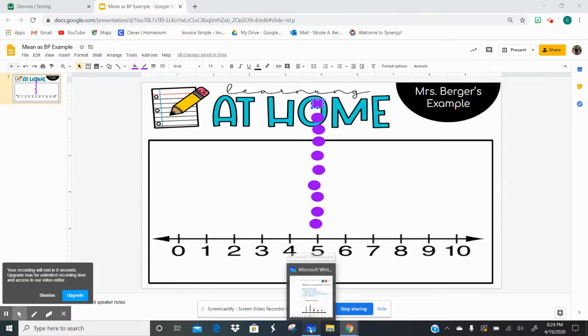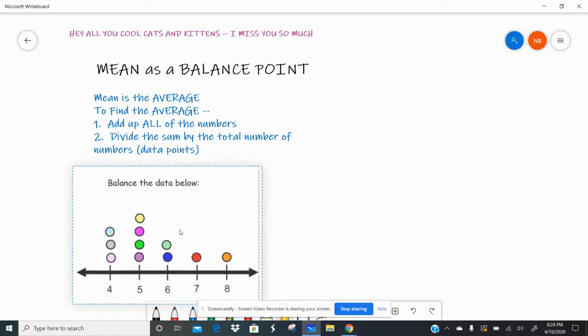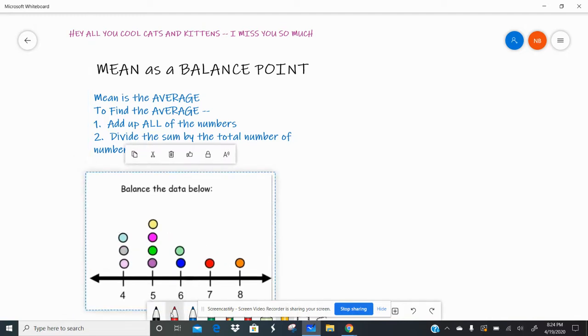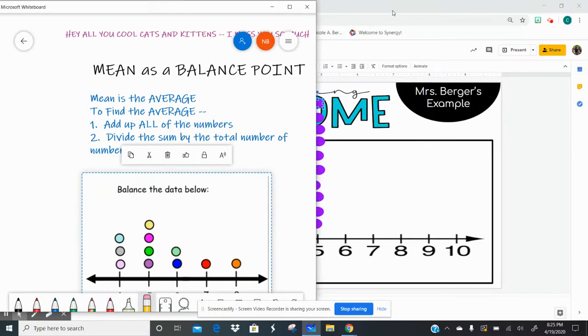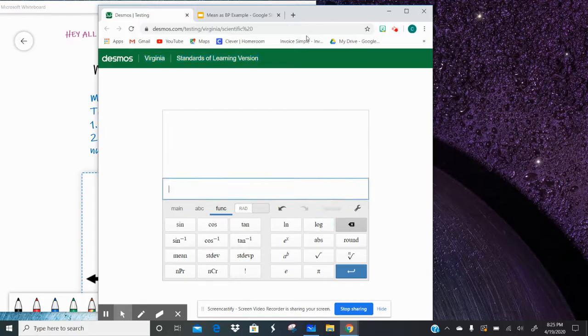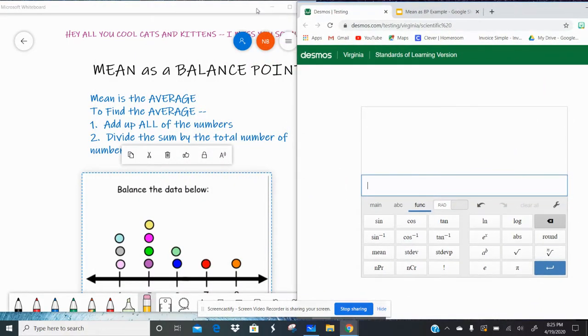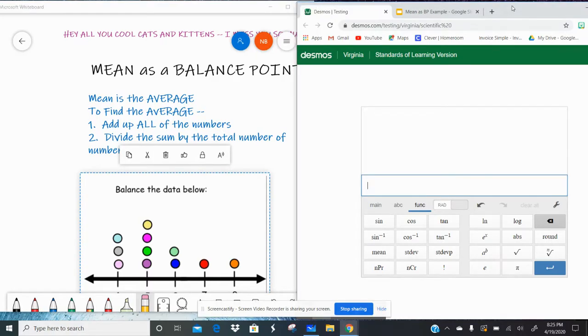A lot of times that doesn't happen, right? So you get something like this, where we get this more traditional image. I can't literally move those dots. So in this situation, the Desmos calculator is super handy dandy.